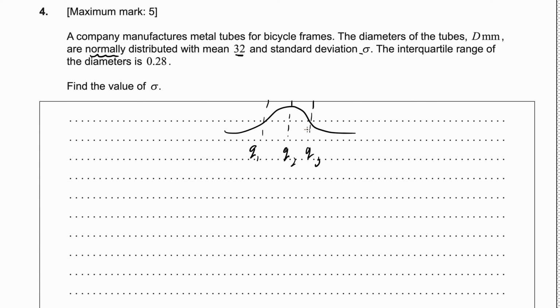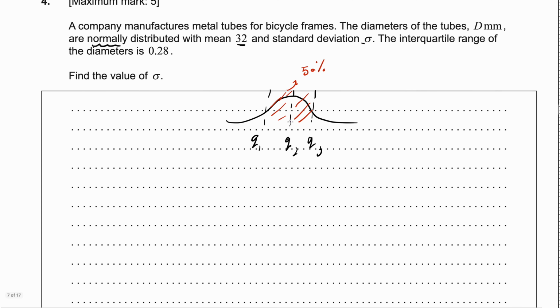the distribution. So this area right here is 25%, and this area is also 25%. So in total, it's 50% of the data between Q3 and Q1. So the IQR represents 50% of the data. Now we're asked to find the value of the standard deviation.